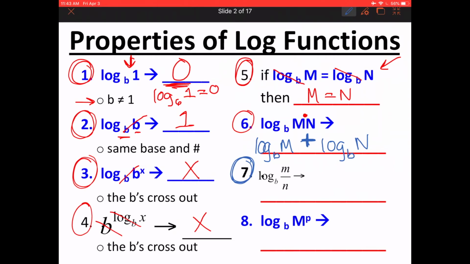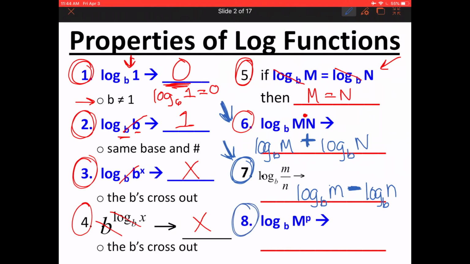Now let's look at property number 7. Log base b of m divided by n. So property number 7 is pretty much the opposite of property number 6. In property number 6, the values were being multiplied, so we split it up with addition. In property number 7, the values are being divided, so we're going to split it up with subtraction. It would be log base b of m minus log base b of n. Okay, so if you have two values being divided, you can change that into subtraction.